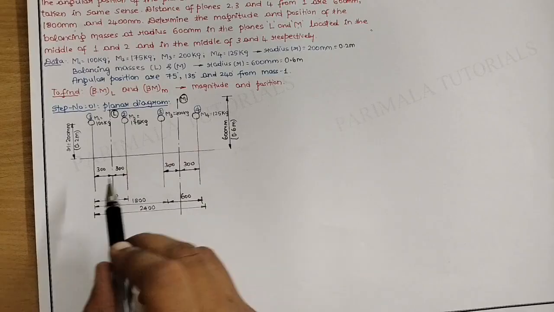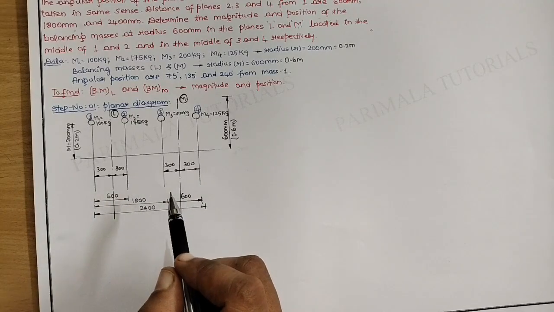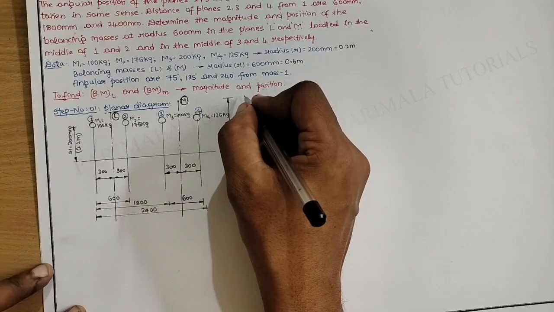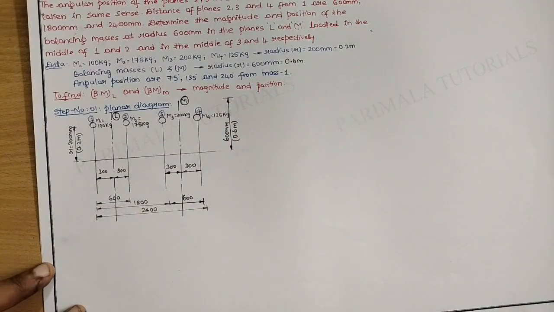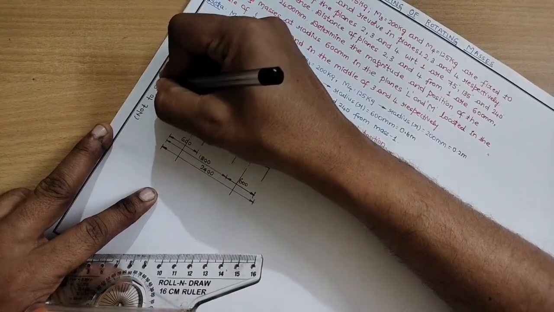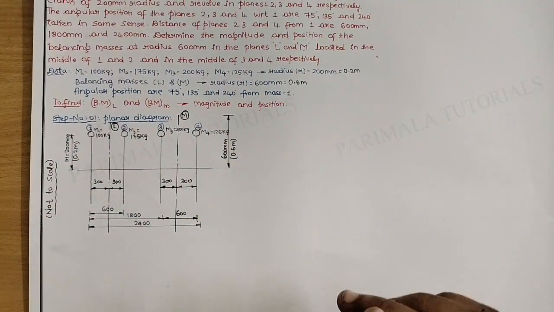You may be thinking that the distances are not in order. That means to say that it is not drawn as per the scale. Yes, the planar diagram need not be as per the scale. So if required, I will mention here, this is not to scale. This is just a normal representation.